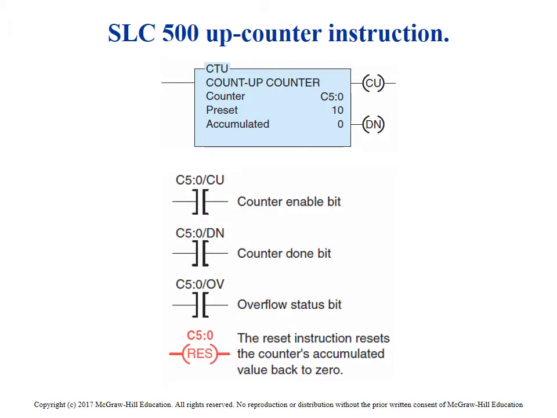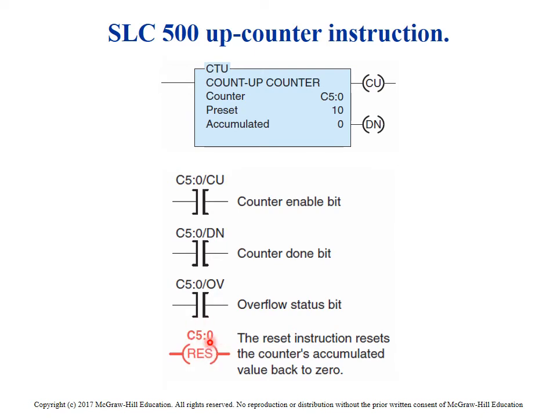So here we are, we're looking at the CU, or the counter enable, or it'd be CD for counter up enable, counter down enable. The DN is a done bit, of course. This is probably the most common bit used for a counter. The OV for overflow status, I never use that much, but it gives you the idea that you're over the value of the counter. And then the C5:50 here, reset.